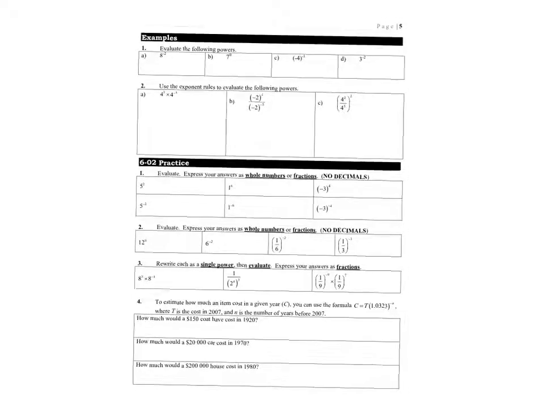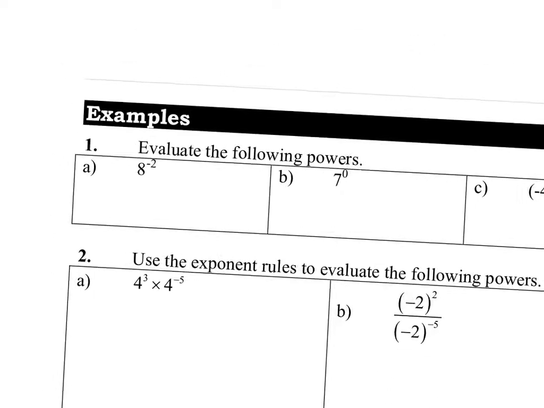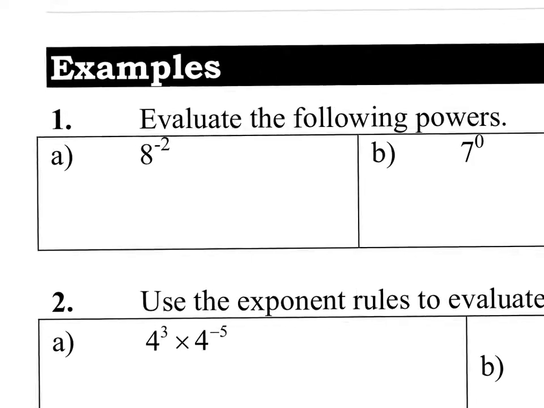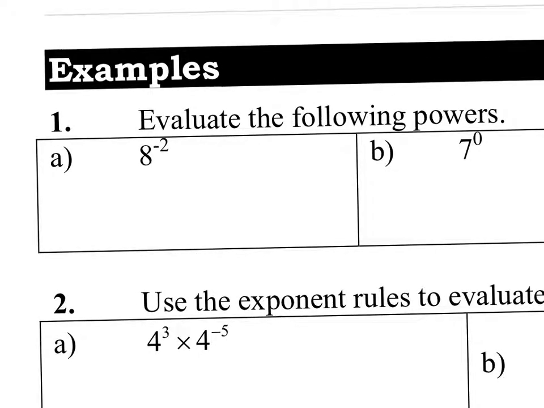We can apply our exponent rules to answer these questions. Let's start with the first one. It's a negative exponent. Since it's a negative exponent, we can rewrite it as 1 over 8 with a positive 2 exponent. 8 to the exponent 2 is 64, so our answer is 1 over 64.